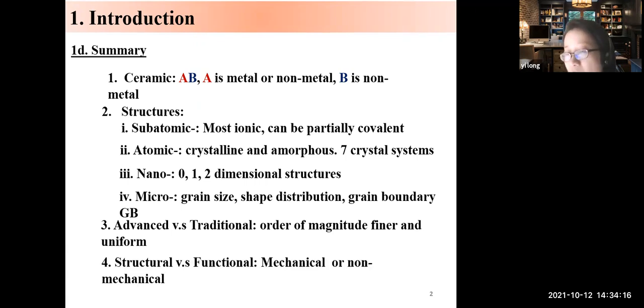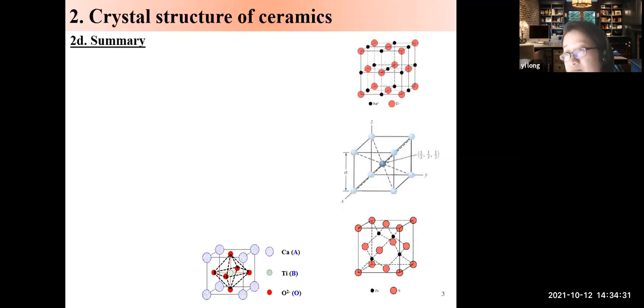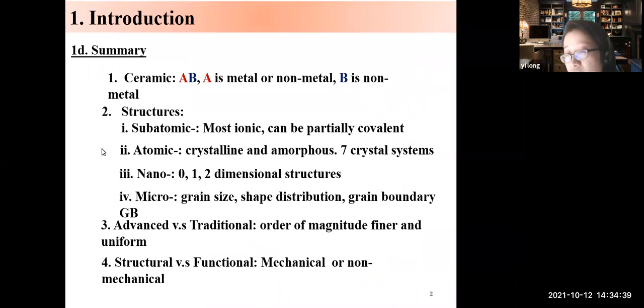Also we talked about a few terms like structural materials and functional materials. What are they? Structural means they're supposed to bear the mechanical strength, and functional is all the rest. Then in the summary, if you want to determine the crystal structure, which level is crystal structure? Crystal structure is level 2, the atomic level.